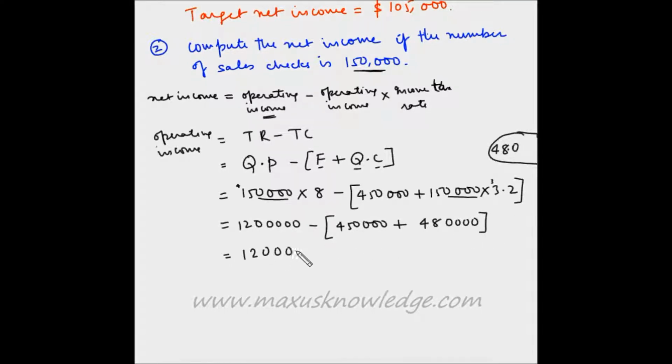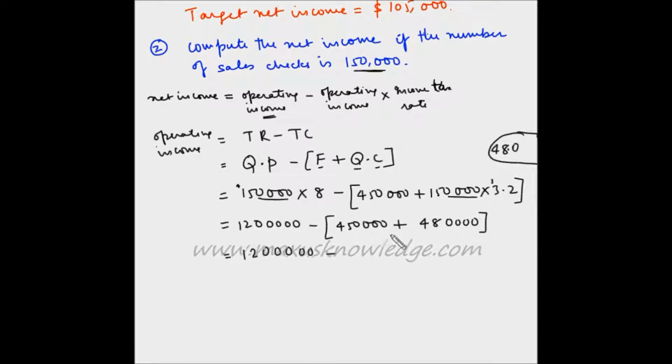So 1 2 0 0 0 0 0 minus, so 4 zeros. 8 plus 5 is 13. 4 plus 4 is 8 plus 1 is 9. So now we have to find out 120 minus 93. So let's consider this as 100. So 120 minus 100 is 20, and then 100 minus 93 is 7. So 20 plus 7, 27. So 27 and then 4 zeros. So this is the operating income.